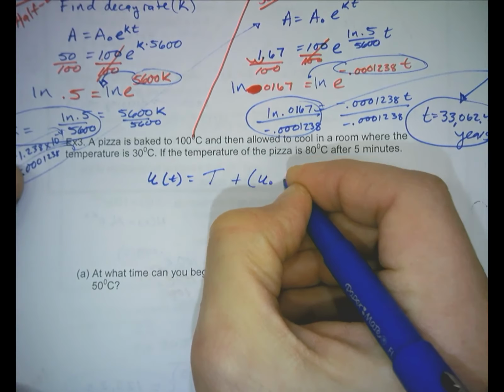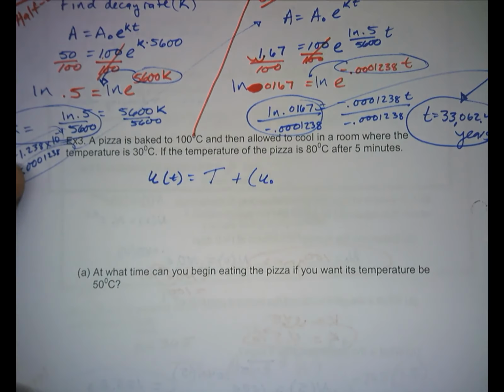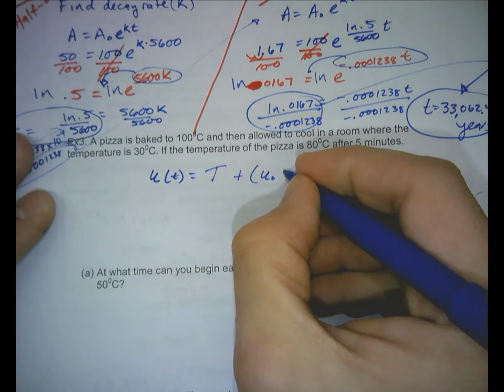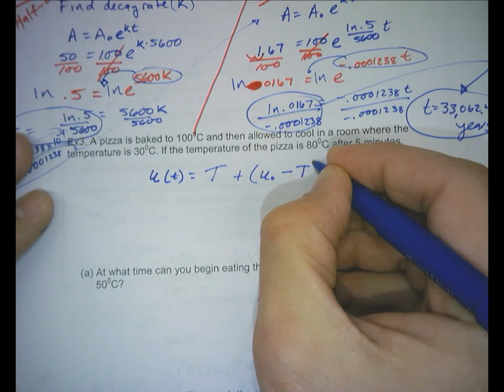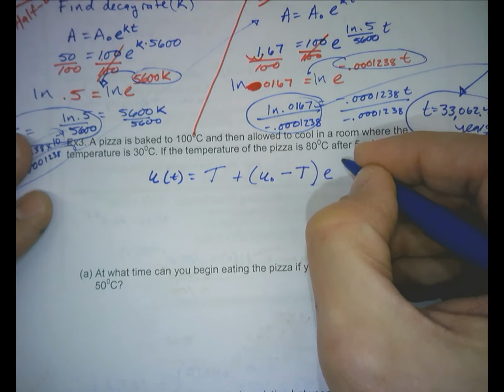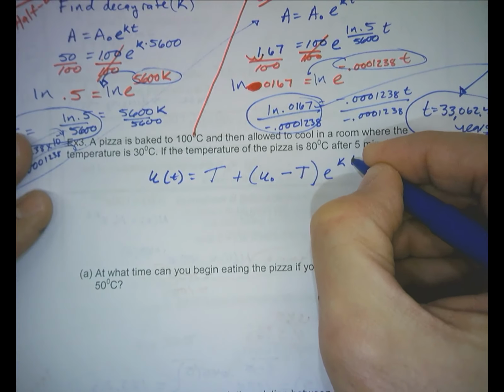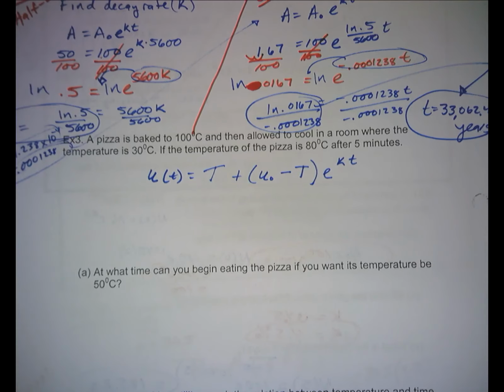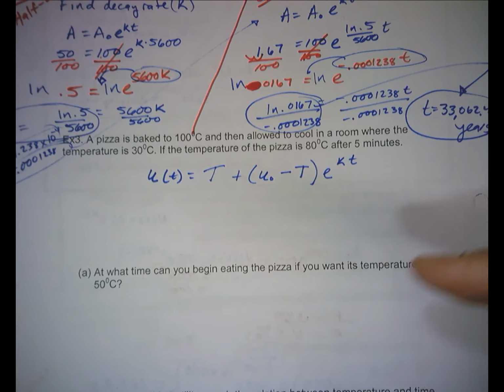Plus U sub zero, that's the initial amount of your object. So in our case, our pizza when it comes right out of the oven. Minus big T, again, the temperature of the surrounding room. And then it's e to the kt. K is your cooling rate. If the temperature is going down, then K is going to be negative. If the temperature is getting hotter, then our K value is going to be positive. And then t is whatever time they're talking about. In our case, it's in minutes.